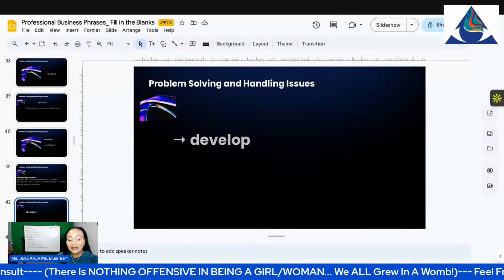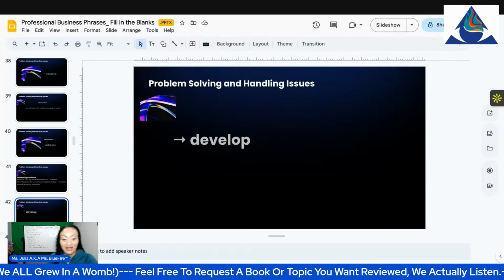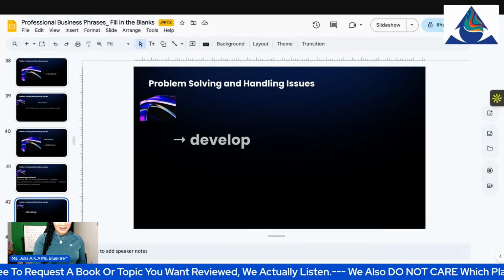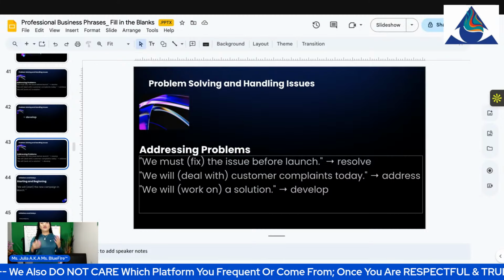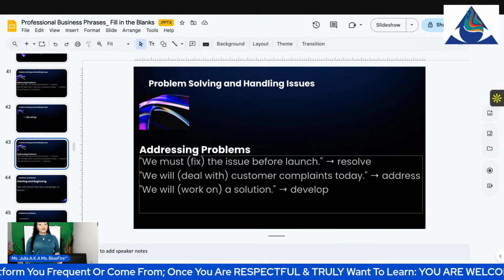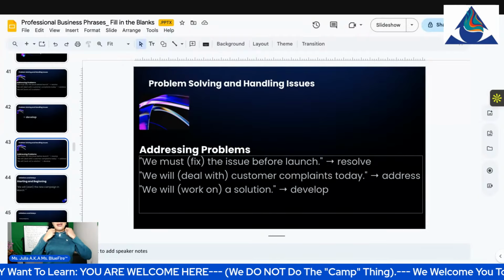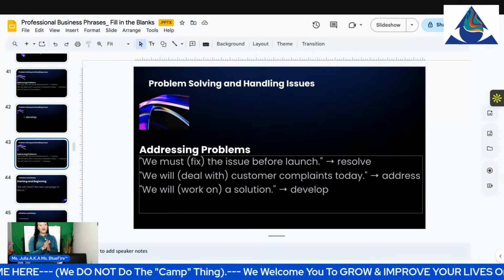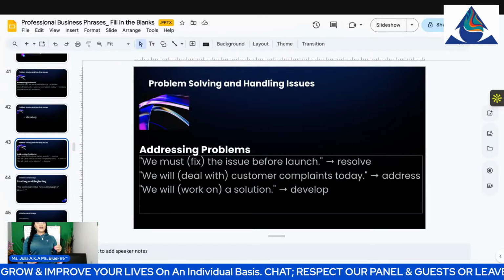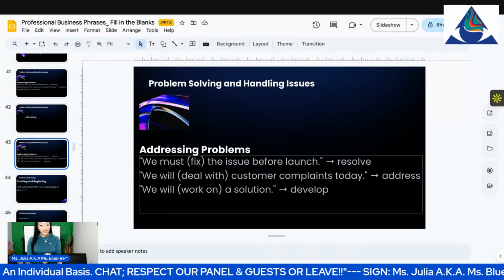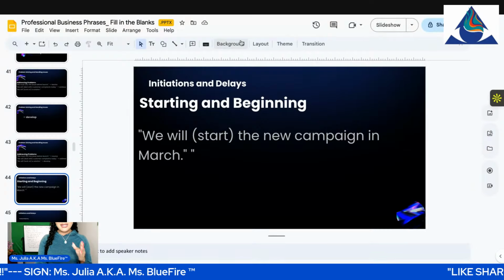All right, good. So develop. And remember, now you have to think about context, right? All right, next. Miss T will soon go to the board. So here is everything. We must fix the issue before launch. We must resolve the issue before launch. Okay. We will deal with the customer complaints today. No, we are going to address the customers' complaints today. Or, as a matter of fact, complaints is not even a good word. We don't want to say that. Actually, I wrote a different word. We should say concerns. That's a better word than complaint, right? So instead of we will deal with the customer complaints today, we will address the customer's concerns today. Okay? We will work on a solution. Instead of that, we say, we will develop solutions. Now, here is starting and beginning.